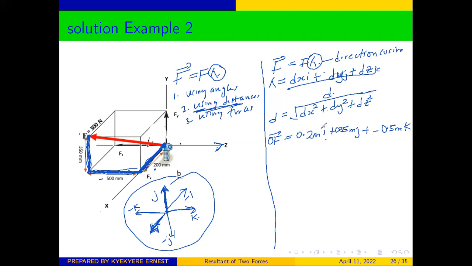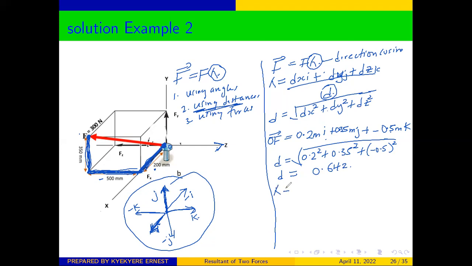So once you have been able to get these, we need to determine our D. And our D is always the square root of the square of this plus the square of that plus the square of this, which is negative 0.5 squared. And from there, our D will be equal to 0.642. Once you have gotten that, then we can determine our lambda.